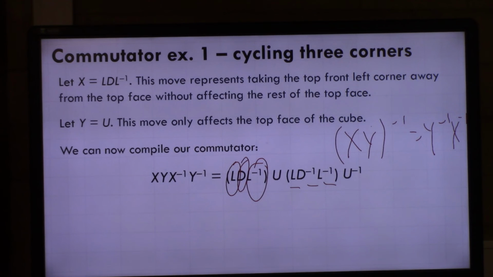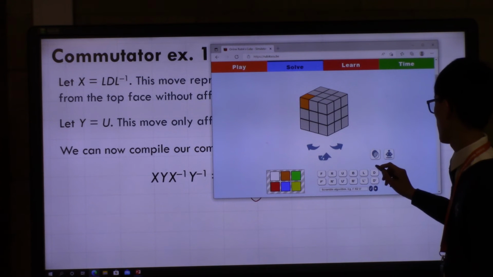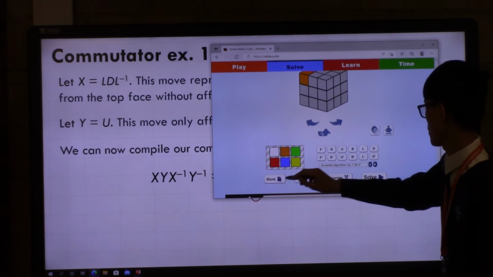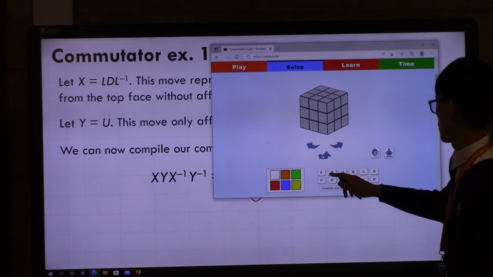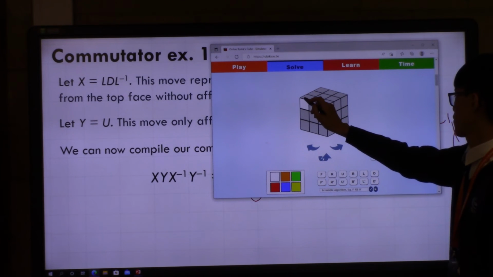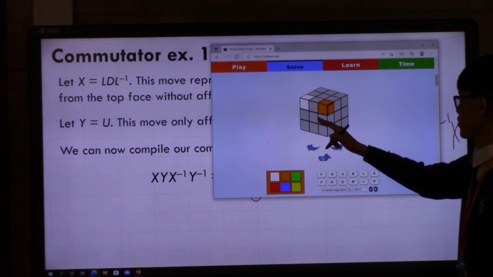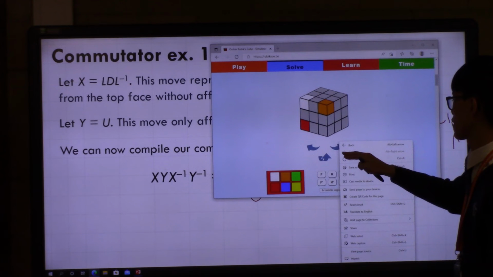So if we follow this move on our Rubik's Cube, we should see that these cubelets are cycled. So if we colour in the cubelets that we know will be cycled, that's the front face, so our top front left is this one here, our top front right is this one here, and our front bottom left is this one here. So we should see that these three cubes are cycled.